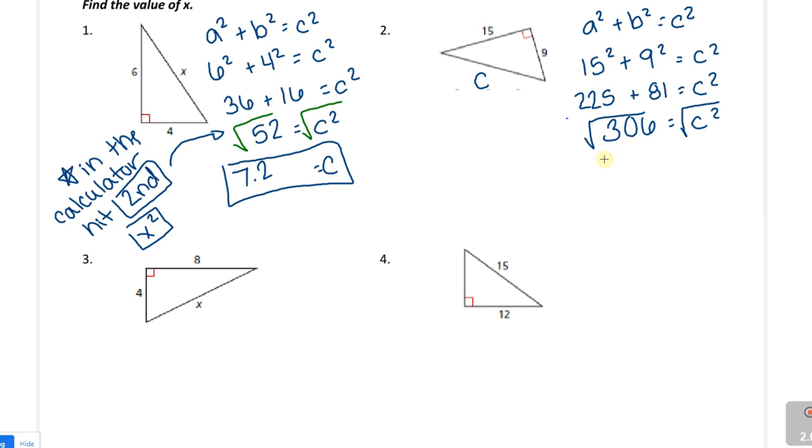So we get in our calculator 17.4928. We want to round, and this continues on. So we want to round to the tenths place. We look behind it for the 9. 9, we are rounding up. So we get 17.5 to be our c length, our hypotenuse length.